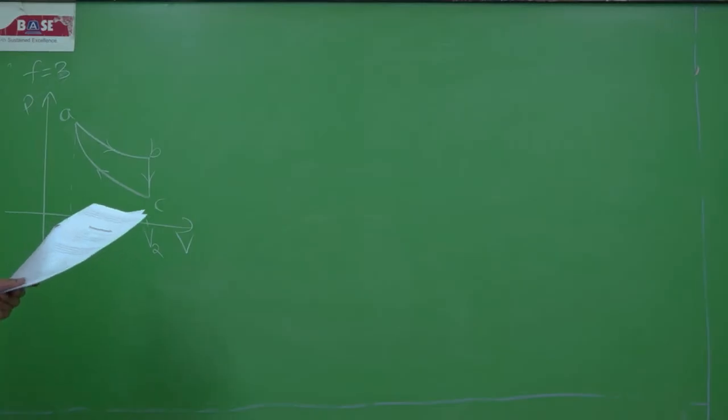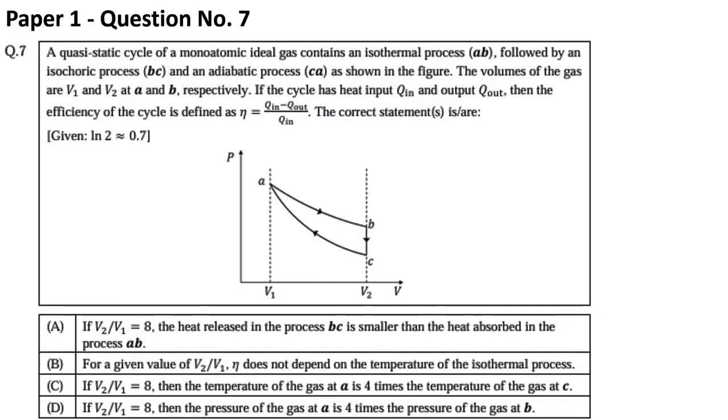Okay. So let's check the options. Option A, if V2 by V1 is 8, the heat released in the process BC is smaller than the heat absorbed in the process AB. B says for given value of V2 by V1. So every option they are dealing with V2 by V1. For given value of V2 by V1, eta does not depend on temperature of isothermal process. And then option C, then temperature of the gas at A is 4 times the temperature of gas at C. And D, they are comparing pressures.